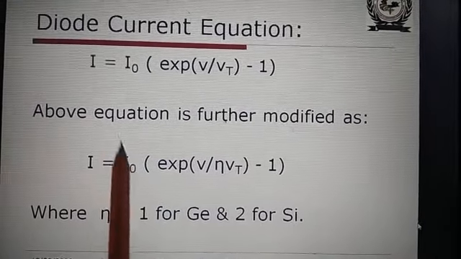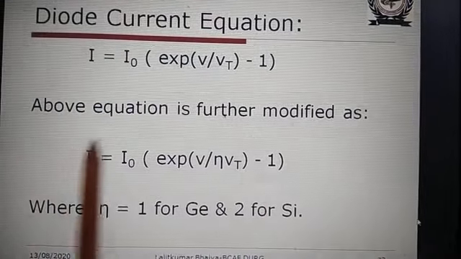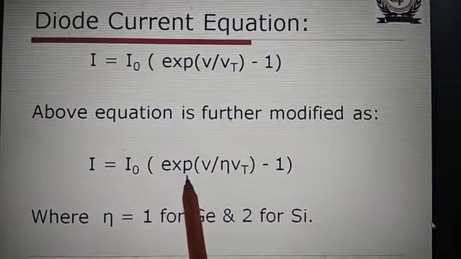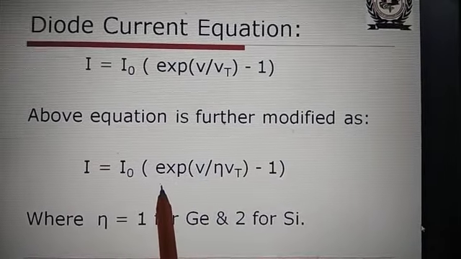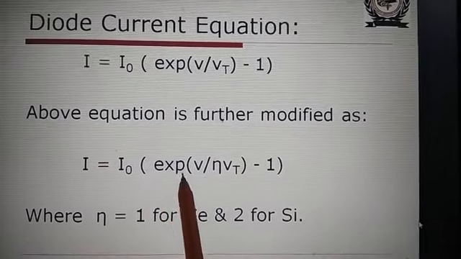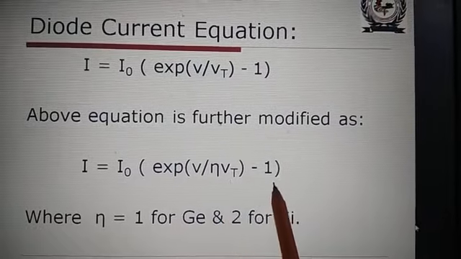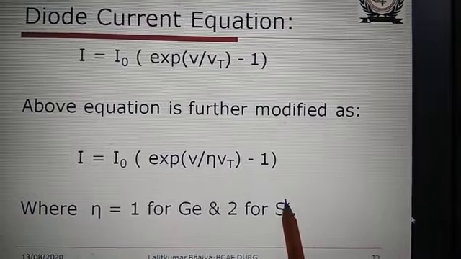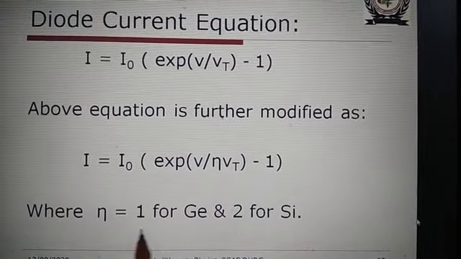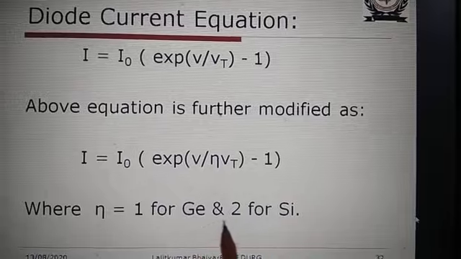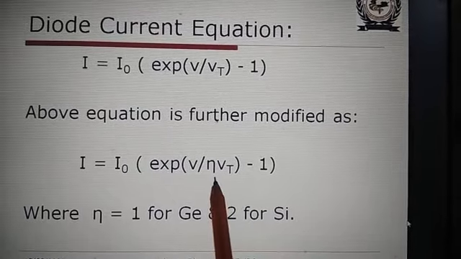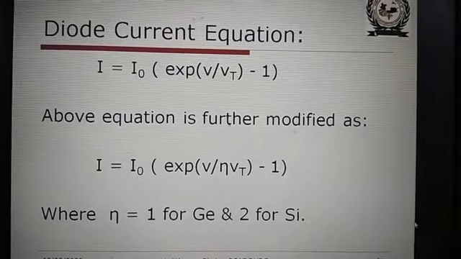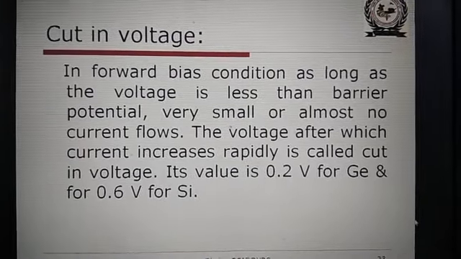This characteristic can be shown using this equation. This is called the characteristic equation of the diode: I is equal to I naught into, in brackets, e to the power V by eta Vt, minus 1, where eta is equal to 1 for germanium and 2 for silicon. This value of eta is constant and fixed. So this is the very popular characteristic equation of the diode.